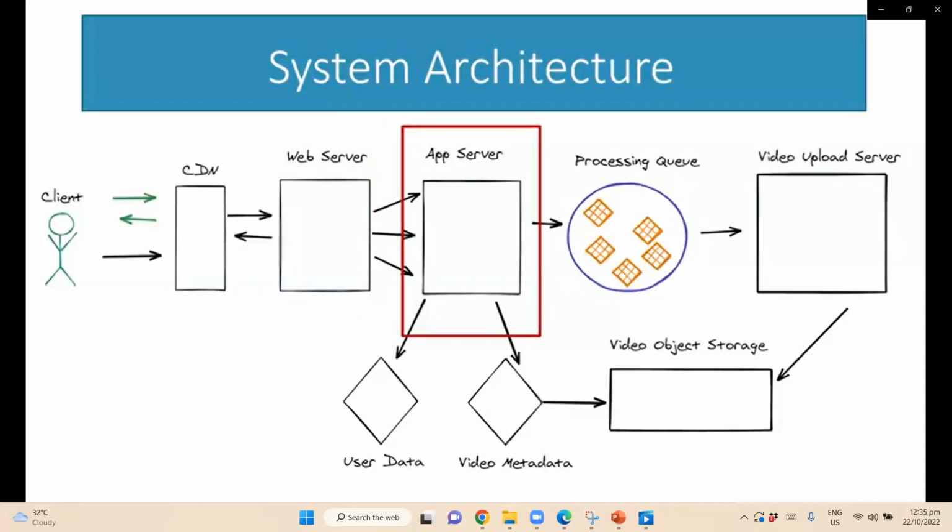The app server is going to act as kind of the brains of your entire application. It's where, like, the jargon would be, the business logic, and that will determine what is going to be done with specific requests. So if it's a video upload, it will know to send that file and information to this processing queue.